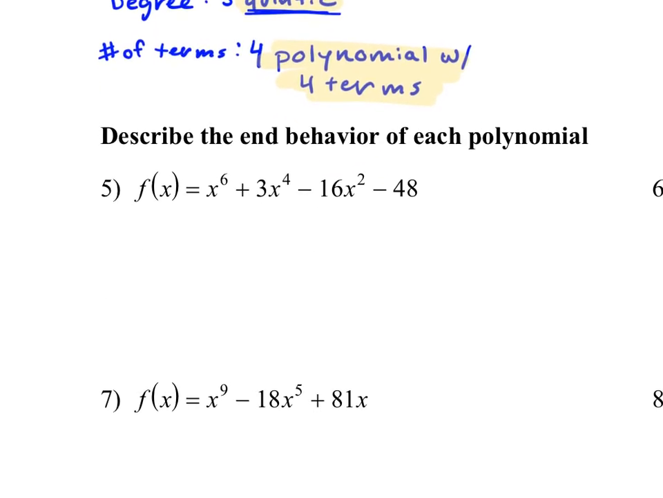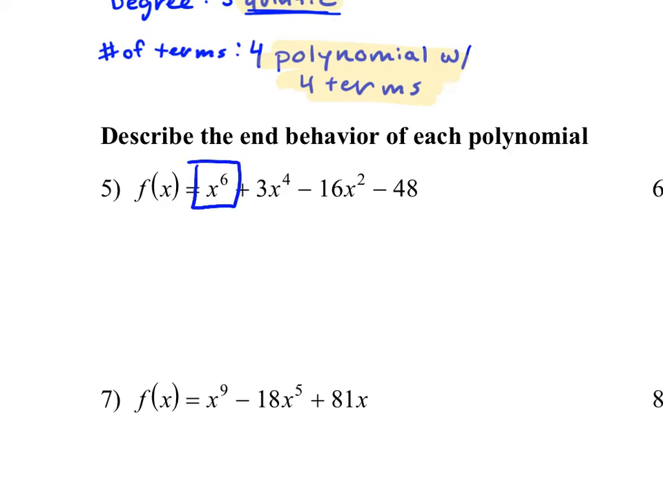All right, describe the end behavior of each polynomial. So just like before, we don't have to put it all into standard form, but we need to look for the highest degree. So if it's not in standard form, we're looking for the term with the highest degree. So which term here tells us about the end behavior? What are we looking at here? For number 5. Awesome, x to the 6th power, that's our highest degree.